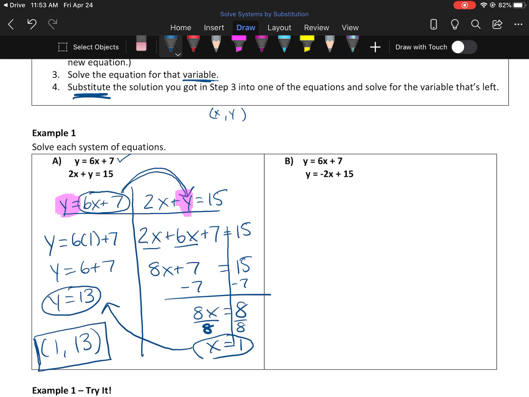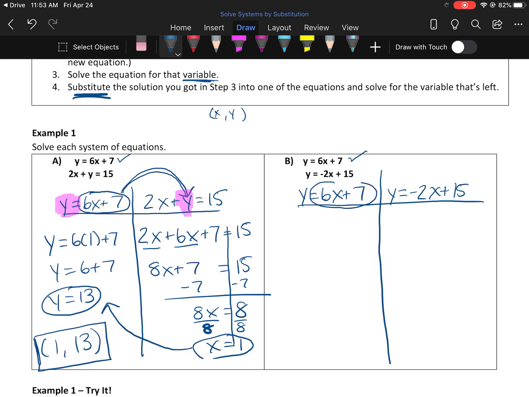Let's try another one. Remember, I'm looking for an x equals or a y equals. Here, it just so happens that we have 2 y equals. That's okay. I can still use substitution here. To stay organized, I'm going to set up my T-chart. I'm not changing anything. I'm just writing out what my two equations are. I'm going to circle my equation. Oh, it's the same thing.